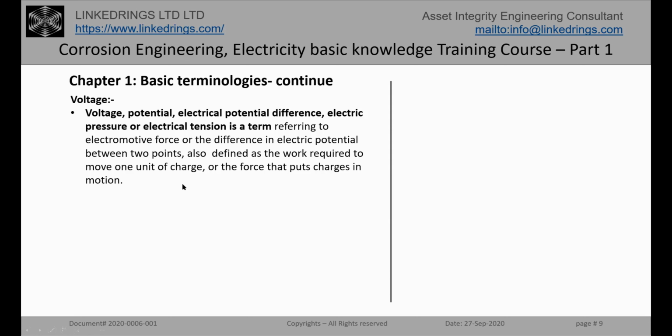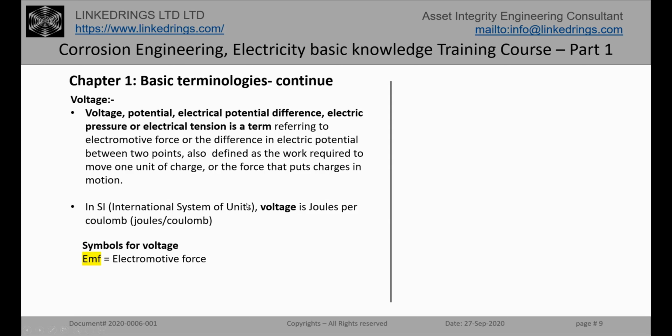So the work required to move 1 unit of charge, the coulomb, is the voltage. In SI units, the International System of Units, voltage is work, meaning energy, per charge. So it is joule per coulomb: the work required to move 1 unit of charge.